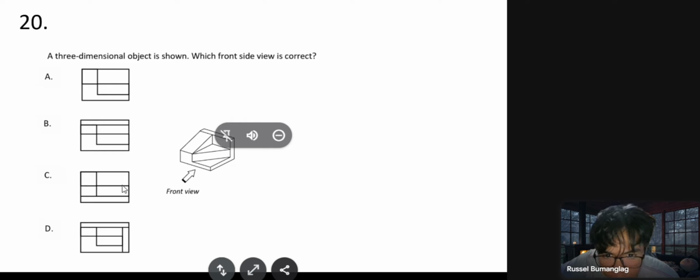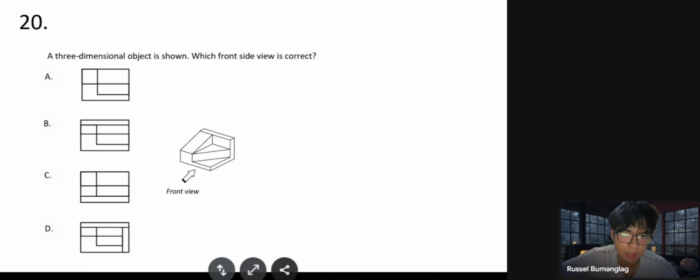And then here, that's also wrong because there's a line here, and there's no line here, so that's why this letter C is wrong. And letter D, it's also wrong. Same reason as letter B, because there's a line here at top, and there's no line here at top, so that's why D is wrong. And my answer for number 20 is A.